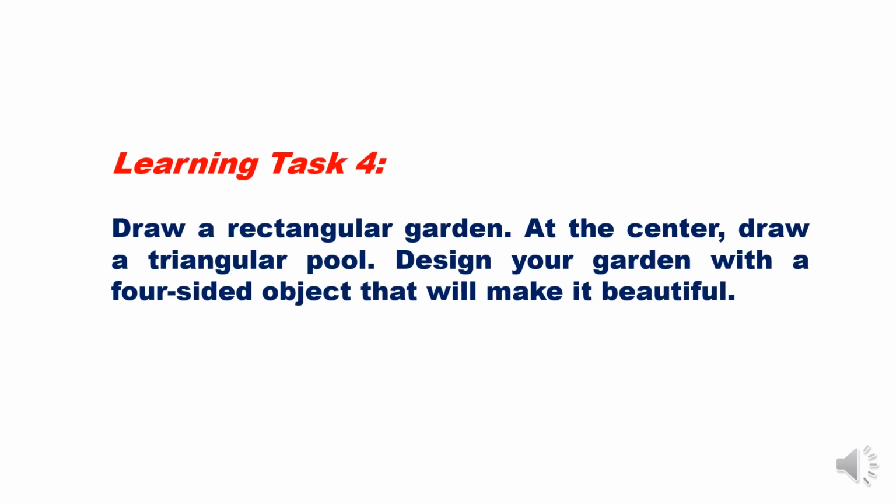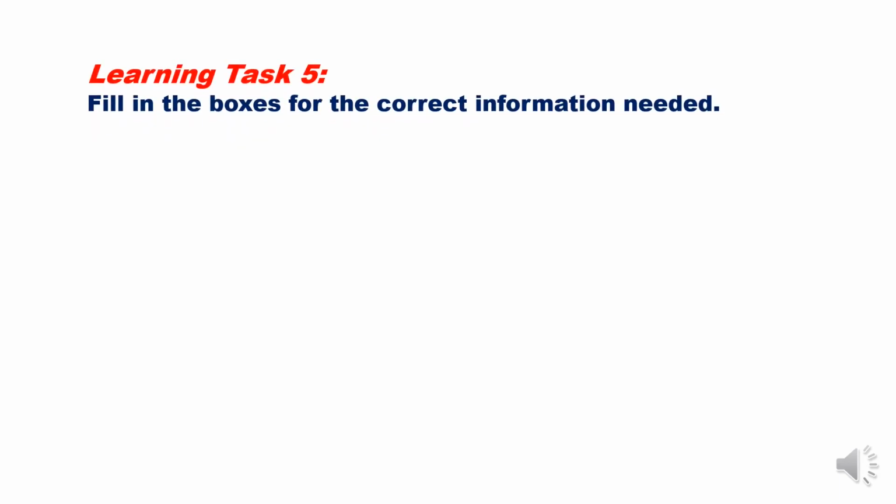This is learning task 4. Draw a rectangular garden. At the center, draw a triangular pool. Design your garden with a 4-sided object that will make it beautiful. Learning task 5. Fill in the boxes for the correct information needed.